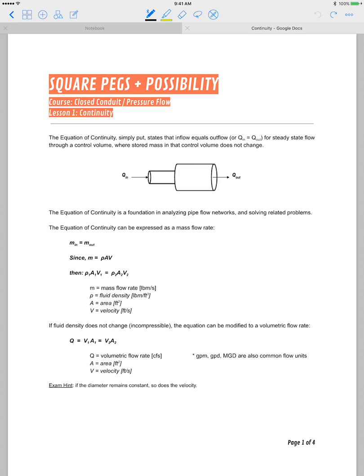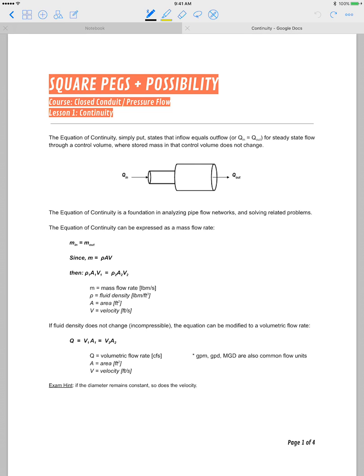If we look at that a bit closer, the equation of continuity can be expressed as a mass flow rate. This is important. It shows up on the exam. That's why it's here. I try to weave theory in when appropriate, but really this is about the PE exam and passing it, particularly the civil, and more specifically the water resources environmental PM session.